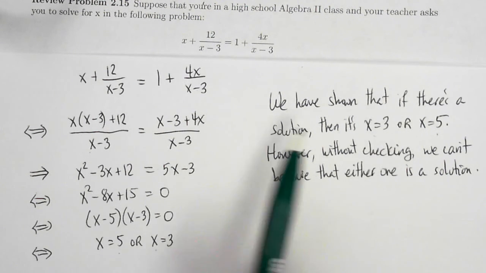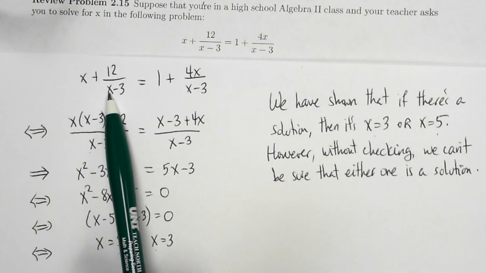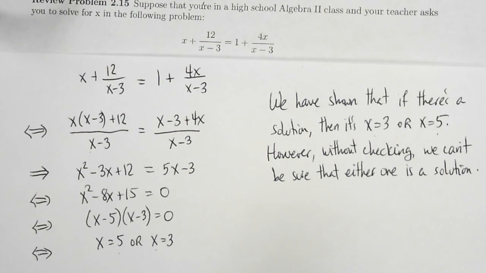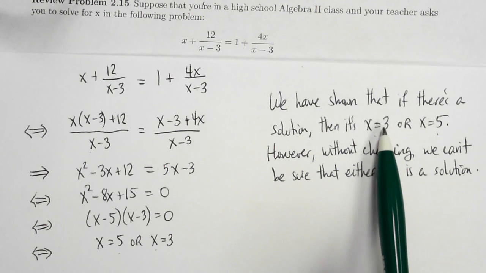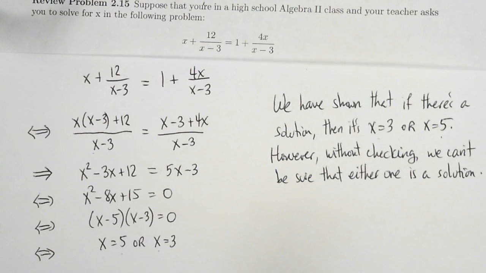So the only way to check is to plug back in. Clearly, plugging in x equals 3 does not work. Plugging in x equals 5, it turns out, does work. So this one only has one answer, x equals 5. And the reason that x equals 3 doesn't work boils down to this single implication on this step right here.